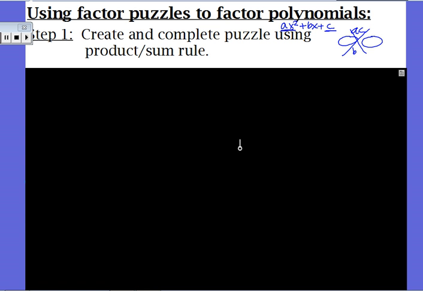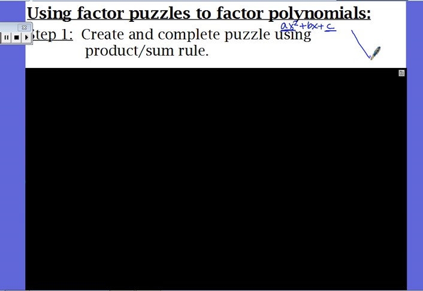factor puzzle. So remember, the factor puzzle is from a polynomial, so ax squared plus bx plus c. It has to be in that form. The only thing that can be missing is the bx, and you can still use the factor puzzle. If you're missing the c value, the constant, then you're not using a factor puzzle to factor that polynomial. We'll talk about what step you would start on.